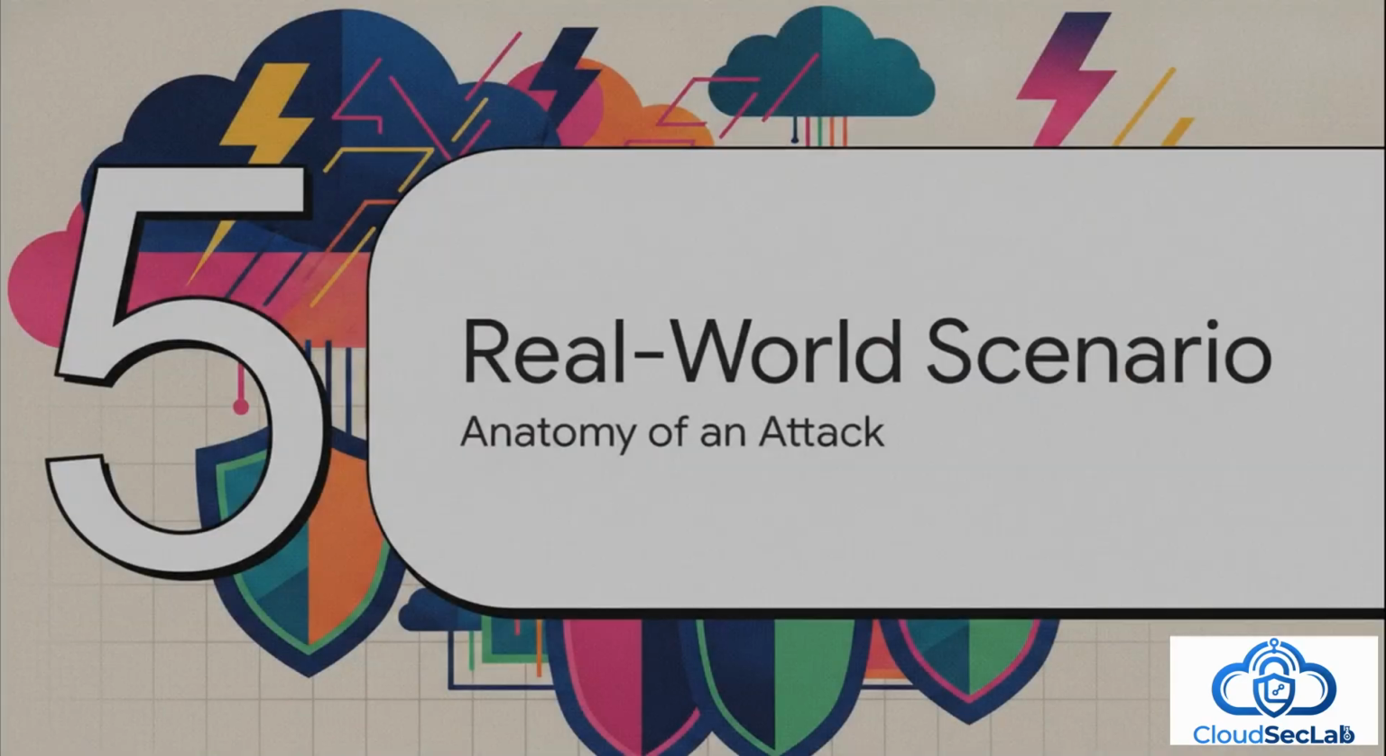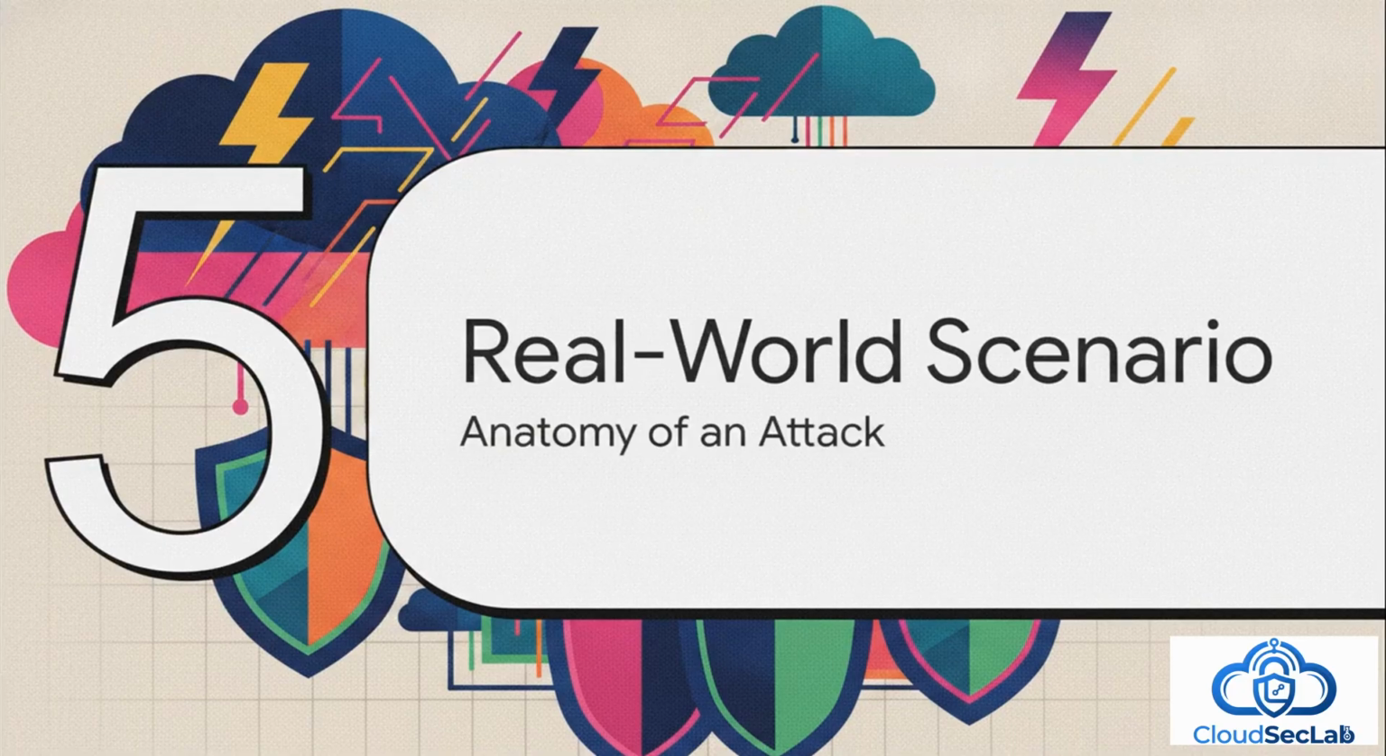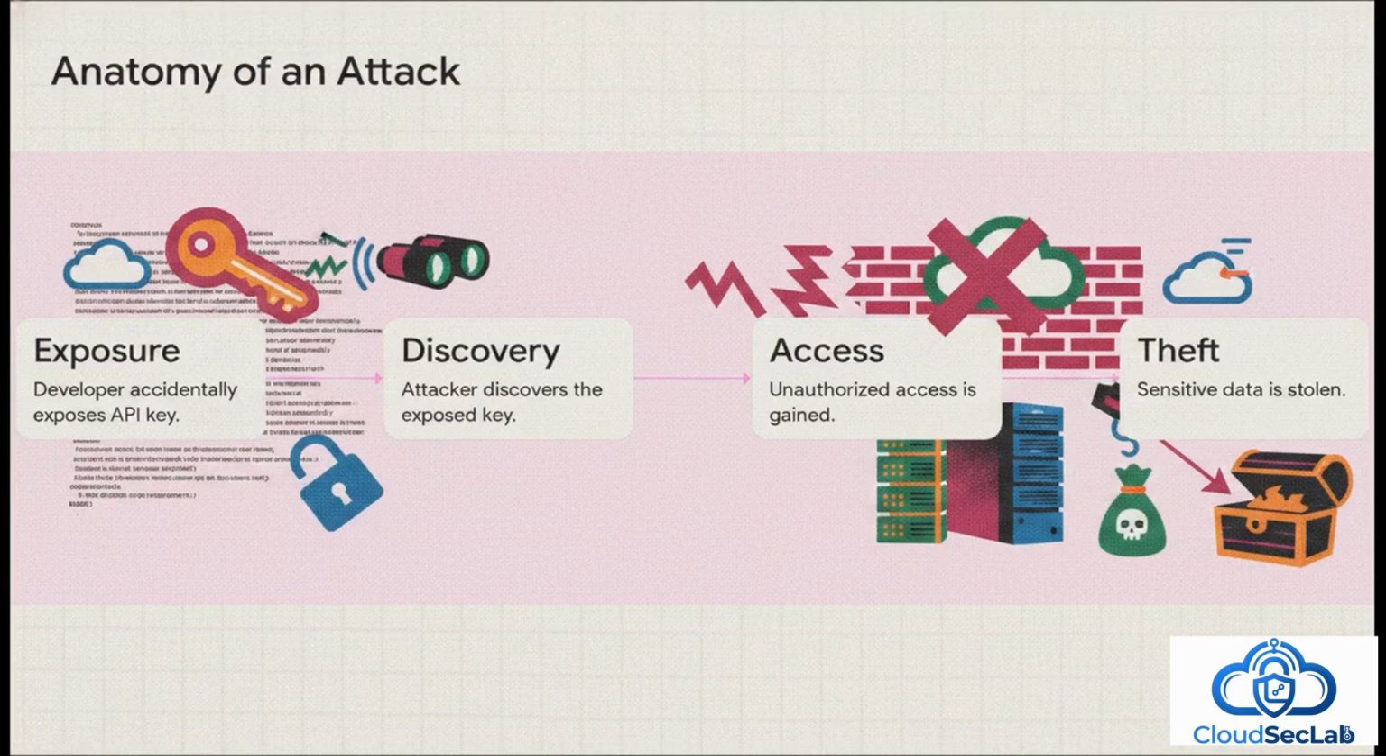And finally, Section 5, a real-world scenario. Let's see how all this builds into a tangible narrative, kind of putting all these theoretical concepts to the test. Here's the anatomy of an incredibly common but highly damaging breach. Step 1, a well-meaning developer accidentally commits a secret, let's say an API key, into a public source code repository. Step 2, an attacker's automated scanning bot discovers this exposed key within minutes.